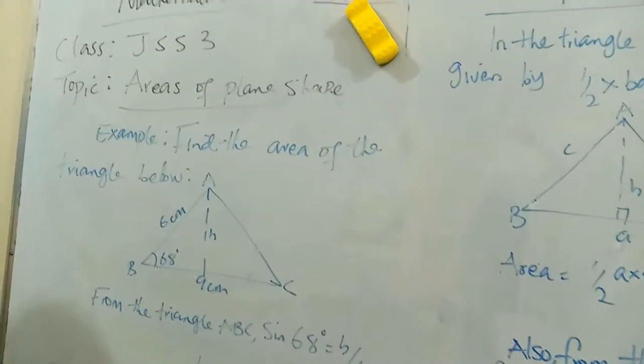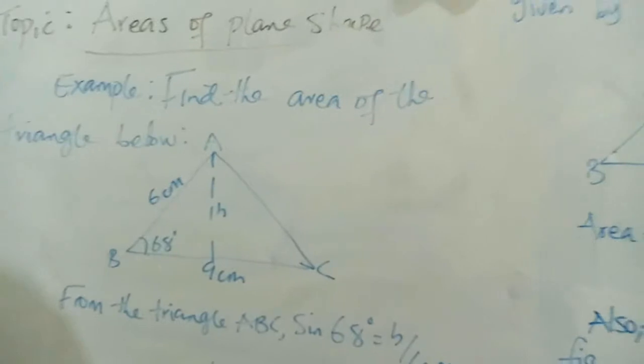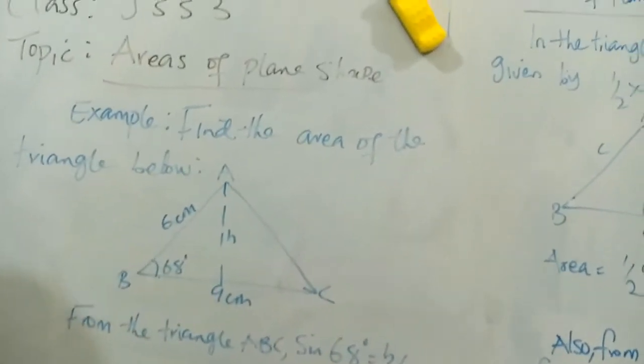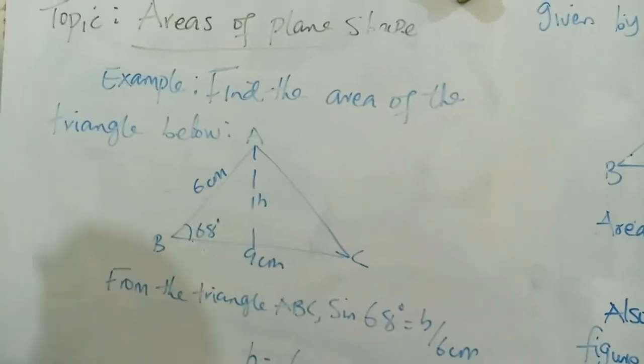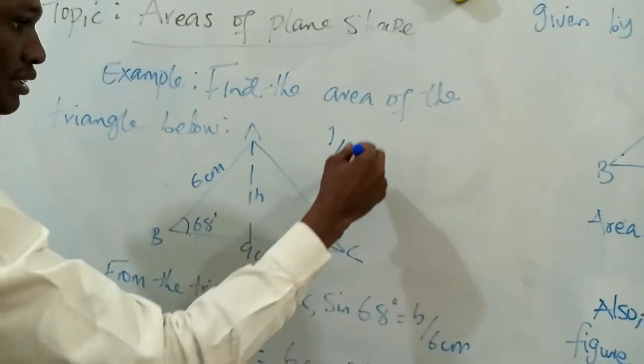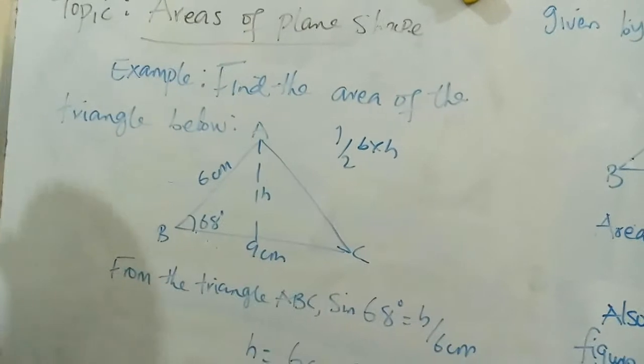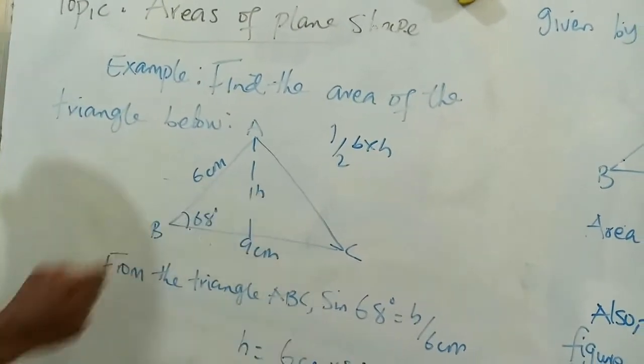in calculating the area of this triangle. We have a triangle on the board with a base and no height. Since there is no height, we cannot apply our area of half base times height. This formula cannot be applied here because our height is not given.